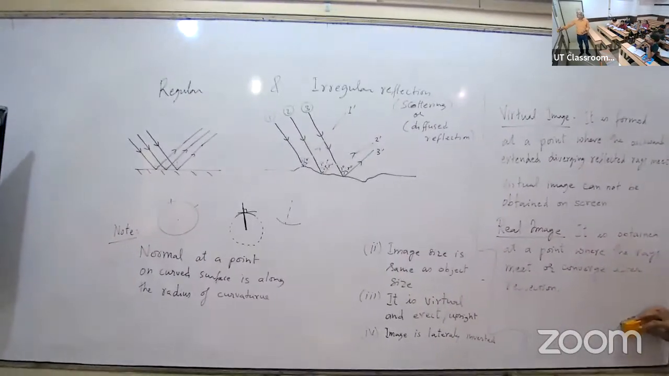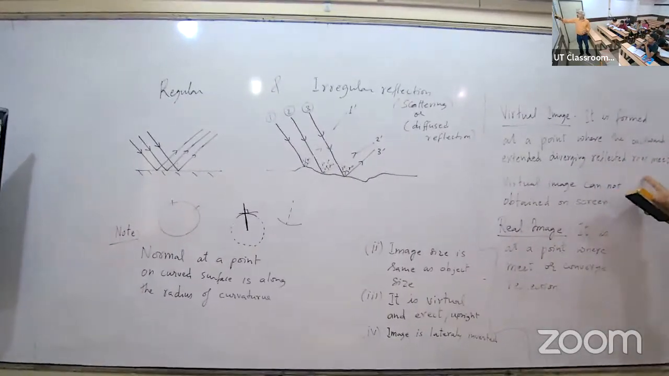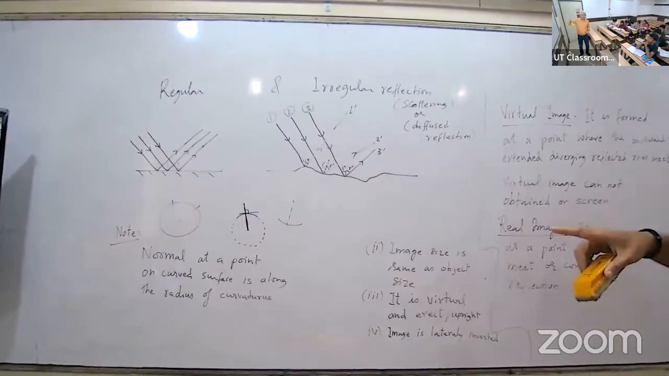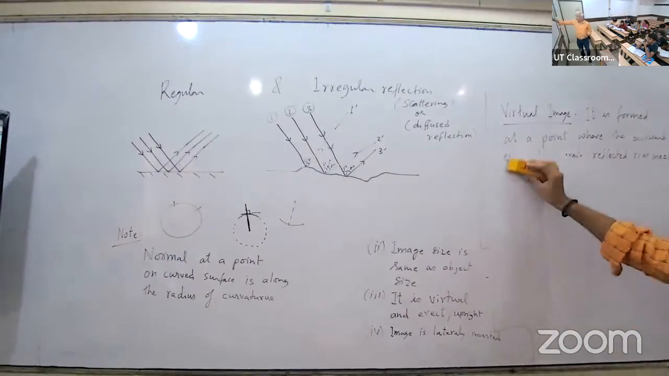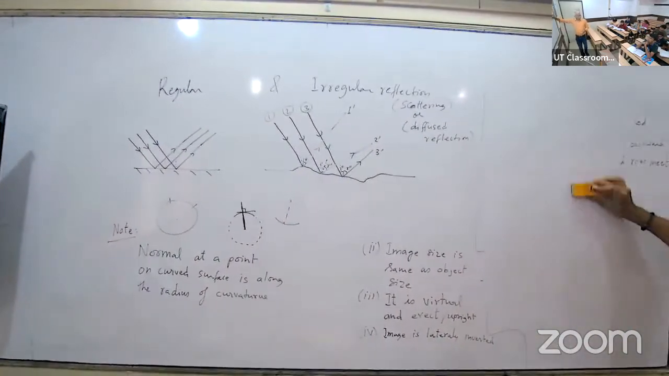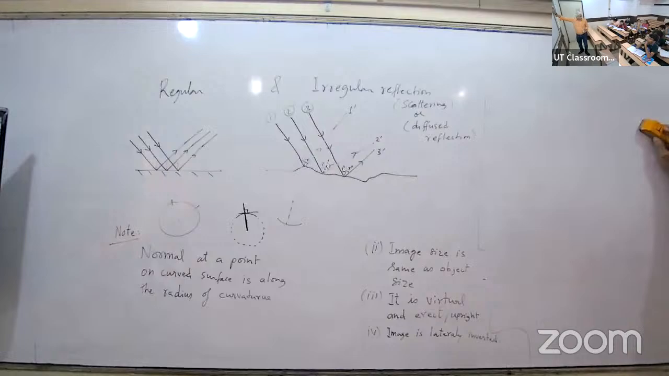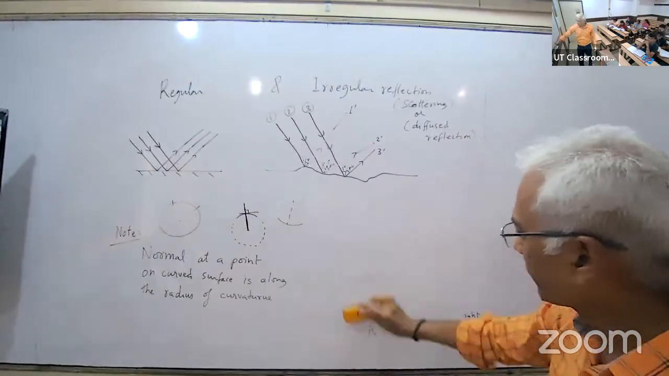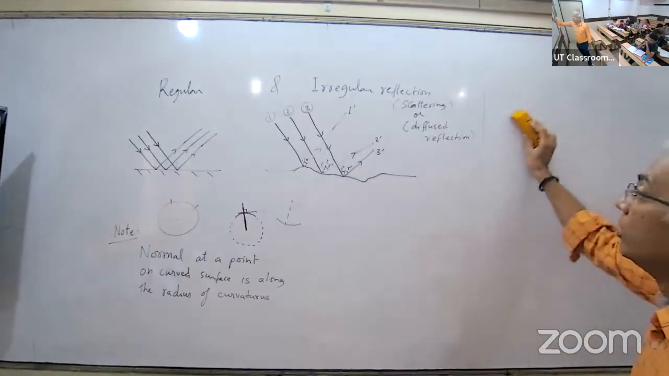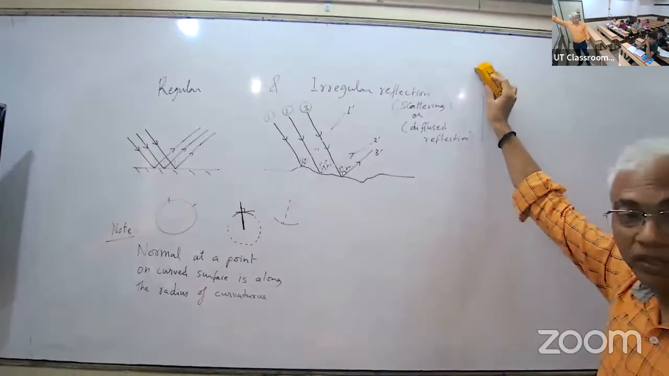Yes. Did I say something else? I showed it behind the mirror, but not mentioned it. And therefore the real should form. Where should the real image form? If virtual is behind, real should be in front. Yeah, exactly. That's what happens. Okay. So can I erase all this?